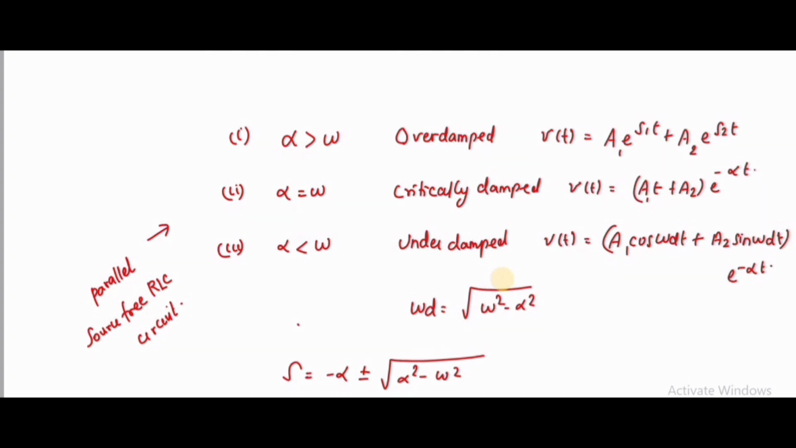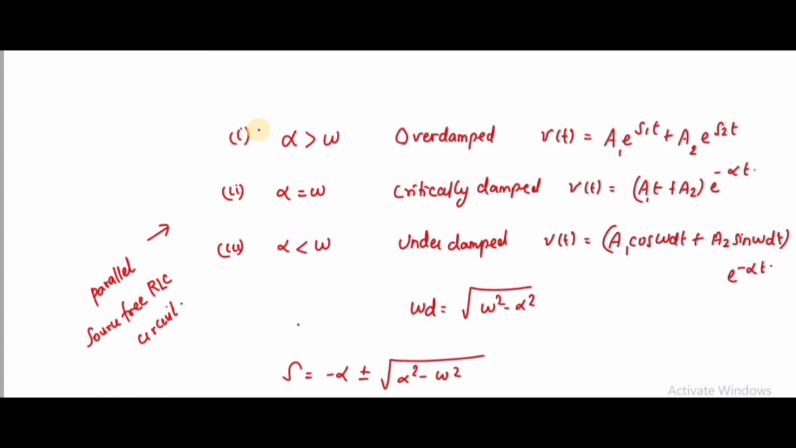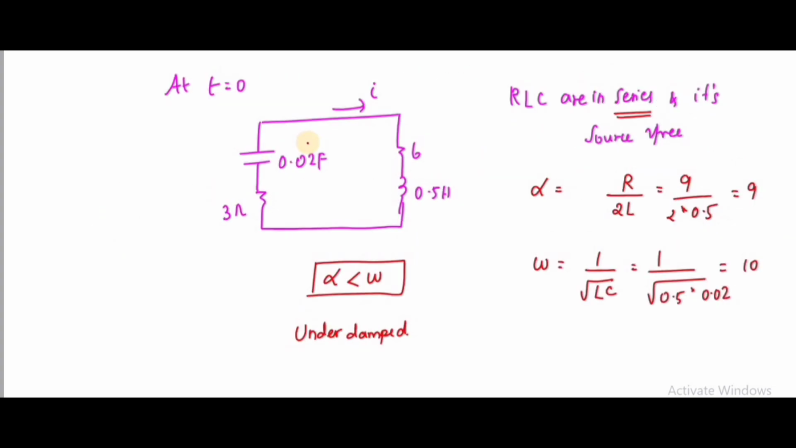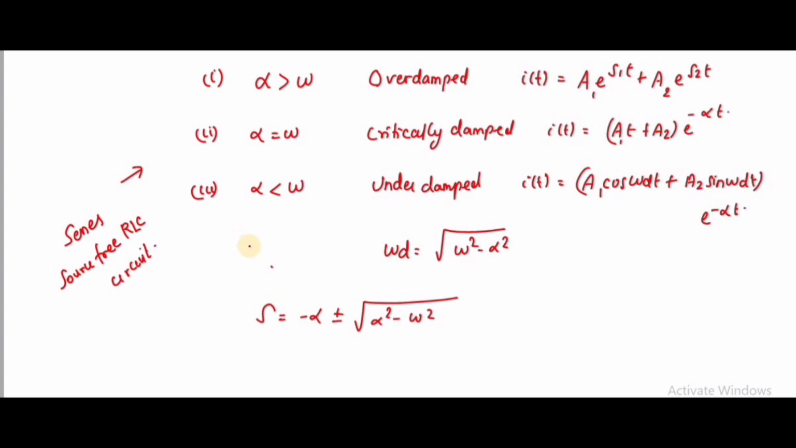So now we are going only for a series source-free RLC circuit. For that one, alpha is equal to R divided by 2L. You can see alpha is less than omega, so it is underdamped, so the third case is applicable.